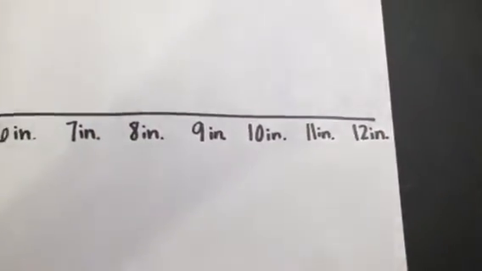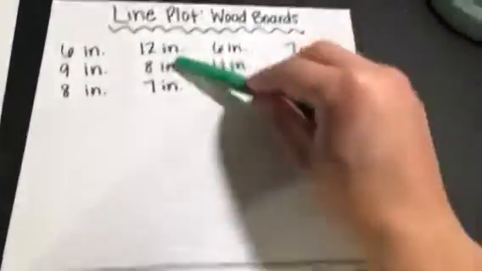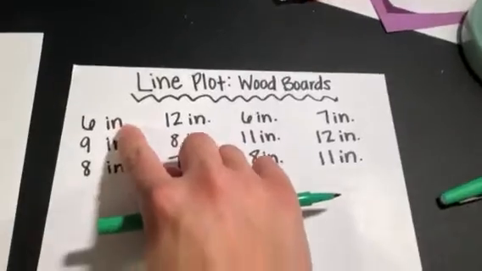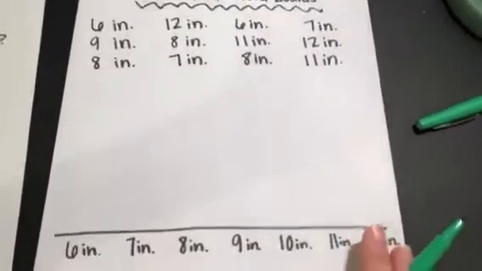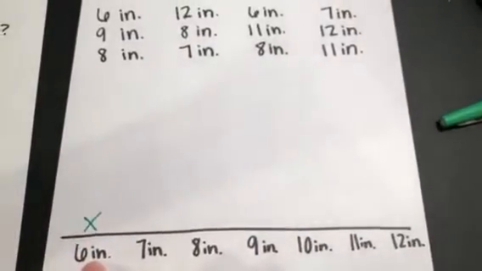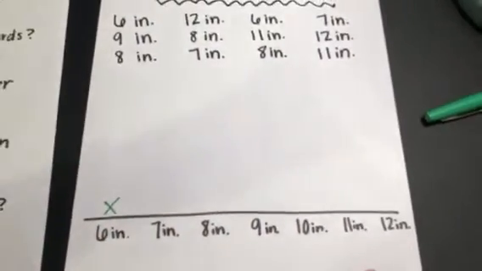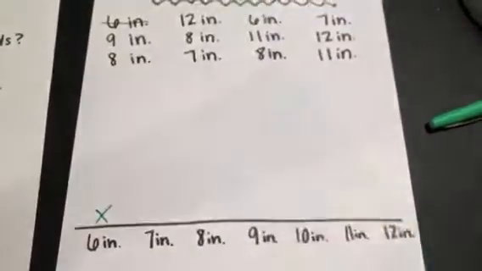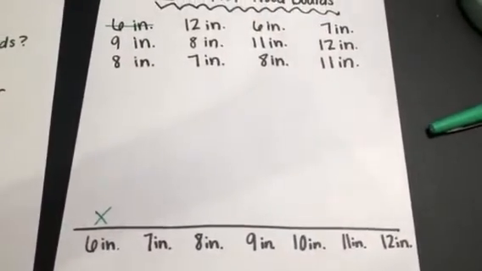So I went ahead and drew the line for the line plot. And all we do for the line plot is we take our data up here and we put X's down here to match it. So the first board that I measured was 6 inches. I'm going to come down here and put an X above 6 inches. What really helps me keep track is after I put the X, I mark out what I did so I can keep up with what I already did.